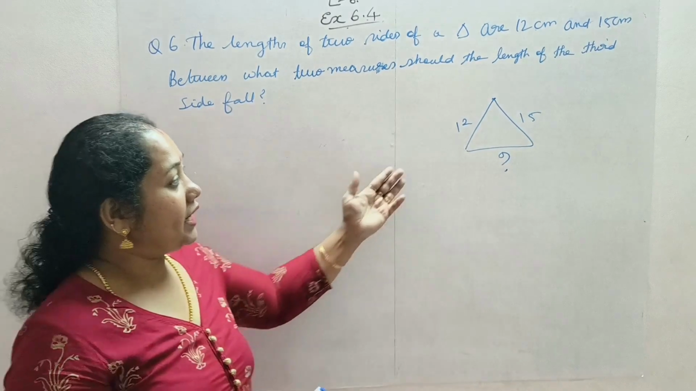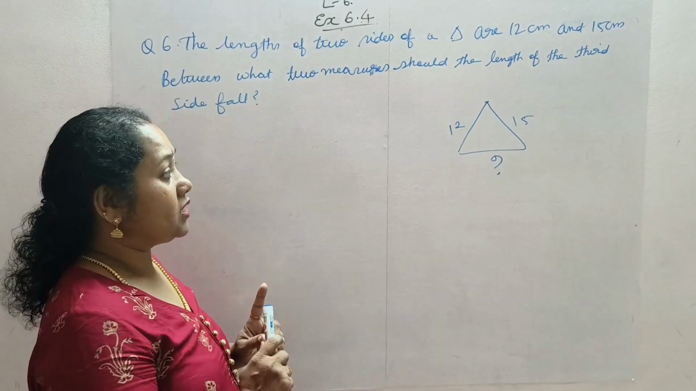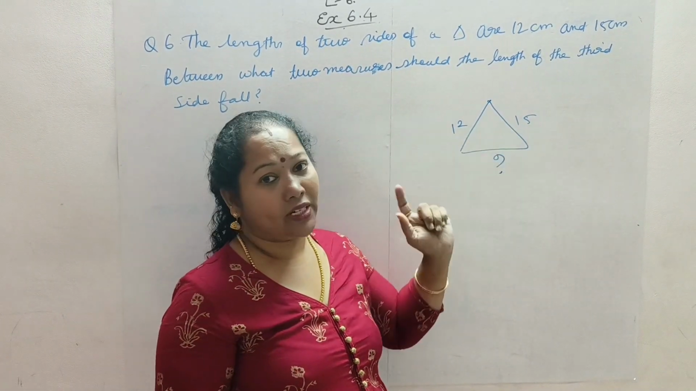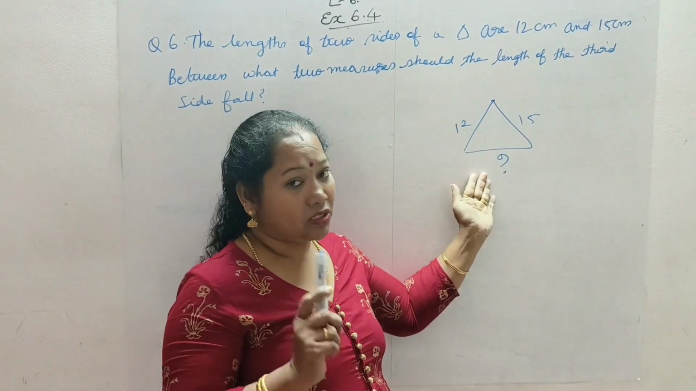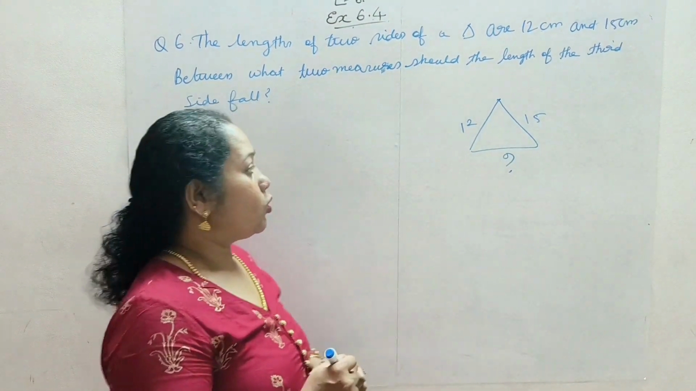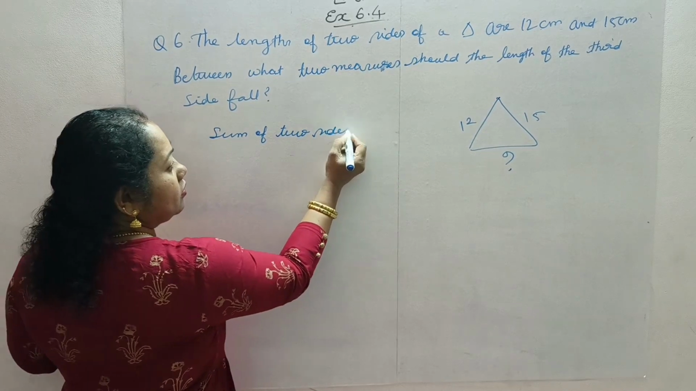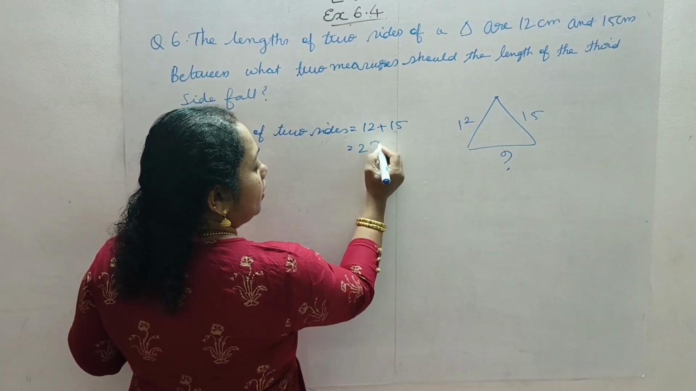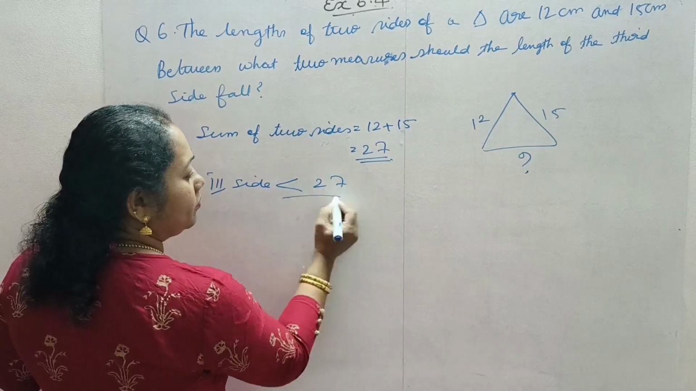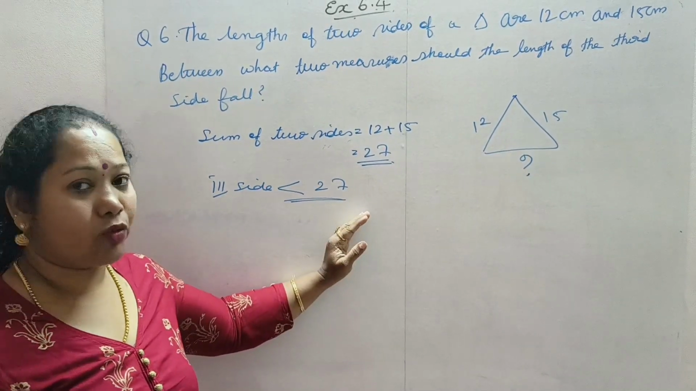So here one side is 12 centimeter and one side is 15 centimeter, and we know that the sum of two sides is always greater than the third side. That means the third side will be less than the sum of the two sides. Let us take the sum of two sides, that is 12 plus 15 equal to 27. That means the third side will be less than 27, because the sum of two sides is always greater than the third side.